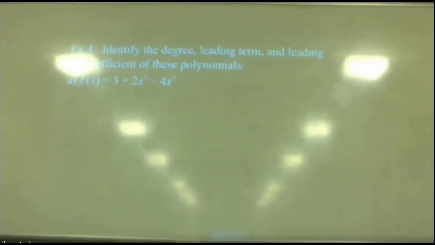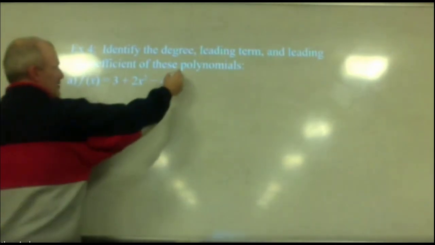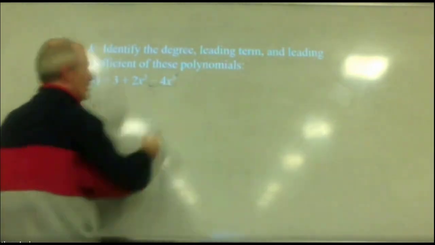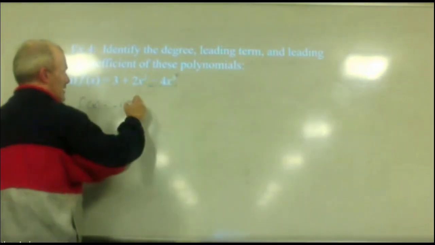All right, so identify the degree, the leading term, and the leading coefficient of these polynomials. The first thing I would suggest that you do is put it in standard form, which means we're going to start with the highest power and go down to the lowest power. So what is the highest power that you see here? A 3, and it's this one right here, correct? So this negative 4x cubed has to go to the front. The negative goes with the 4, and that goes with the x cubed.